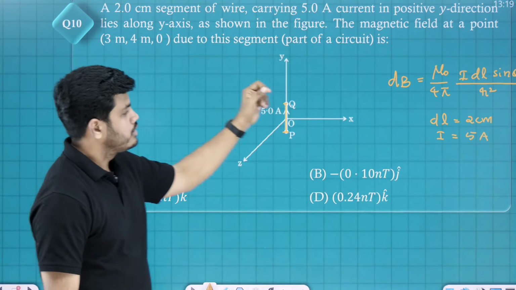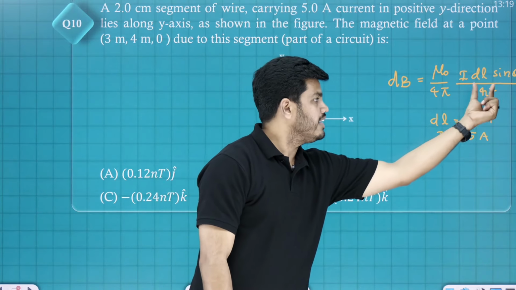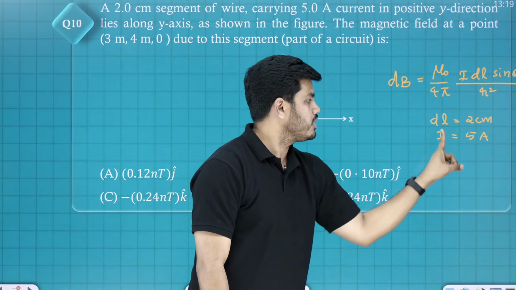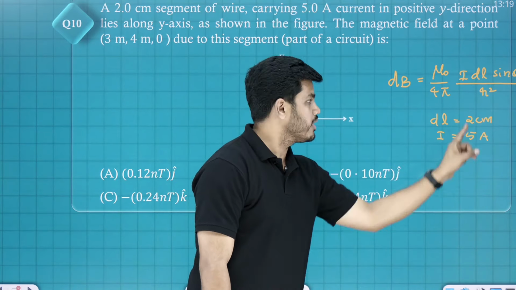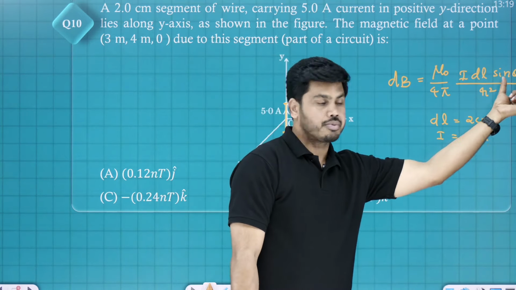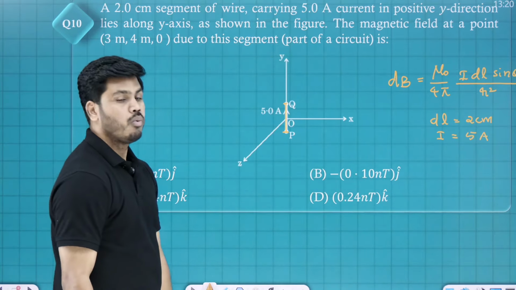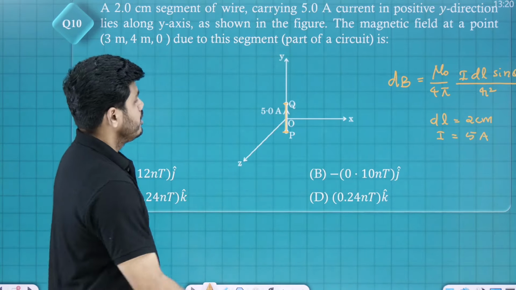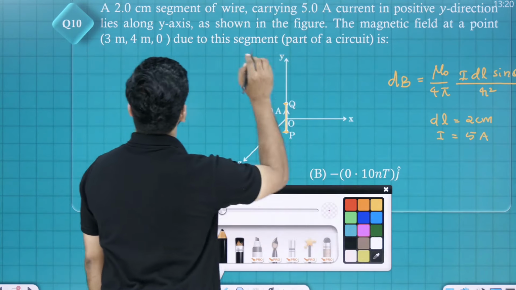Then mu naught by 4 pi is a constant, we know. I dl sine theta by r square. So dl and I are there. Now we have to find out r and theta. Then only can we substitute the distance r and theta, because mu naught by 4 pi is a constant. So let us try to understand what r is first of all. Okay, if you want to find r from the figure, look at this.